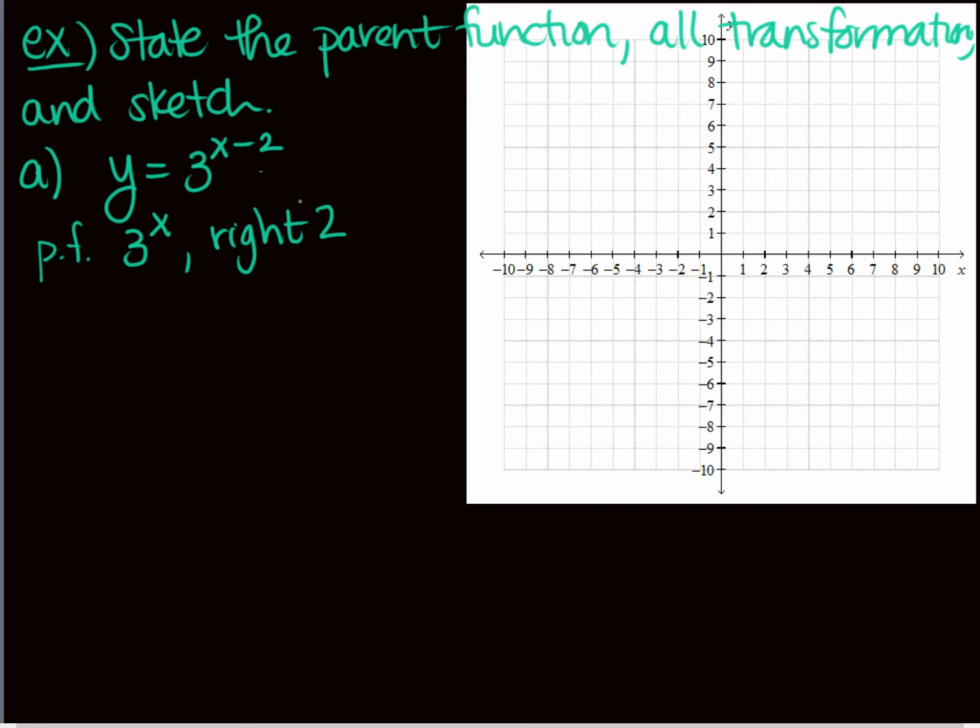So what I like to do is think about it: I know 3 to the x itself goes through 0, 1, and I know at 1 it goes up to 3, and it's going to kind of go like this. So I'm just going to graph my parent function, what I know it's going to look like. I usually have to graph my parent function to be able to do these transformations. Not always, but some. So I'm going to take this and move everything to the right 2. 1, 2. So at 4, I'm going to be up at 9.